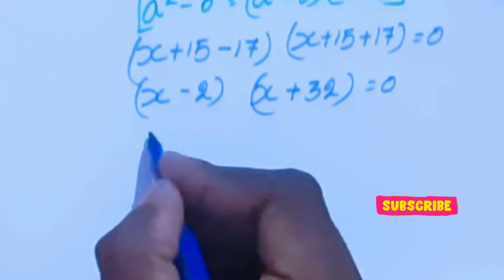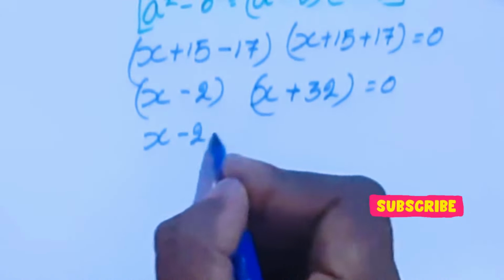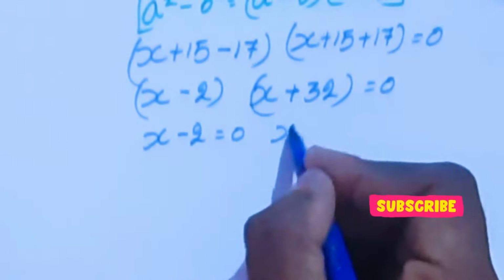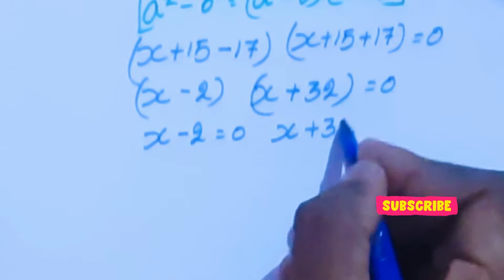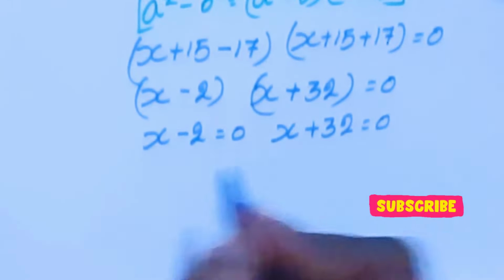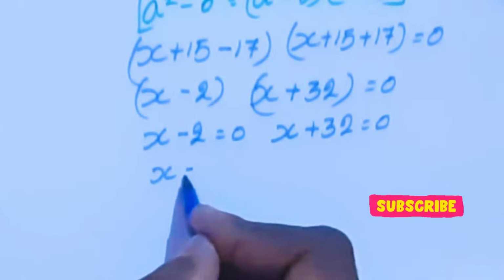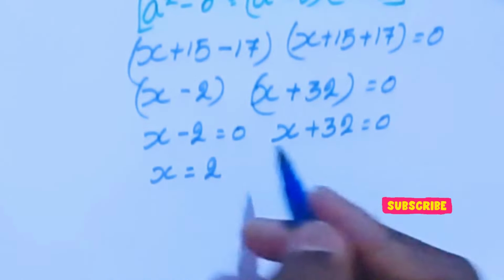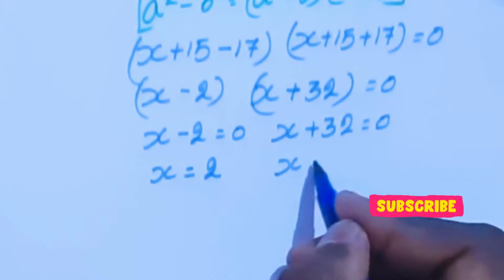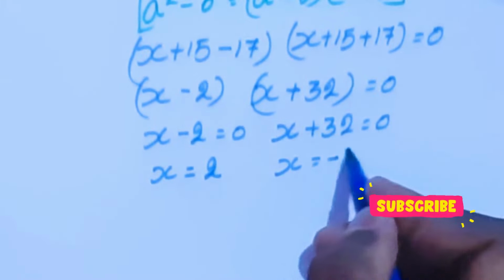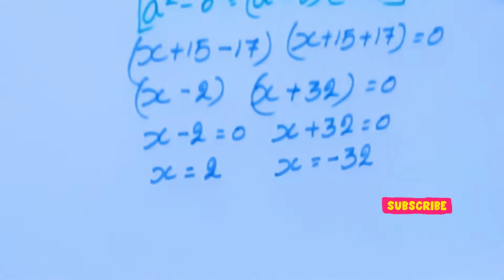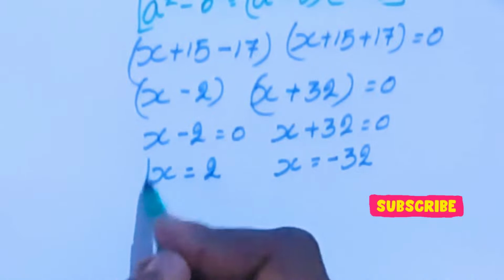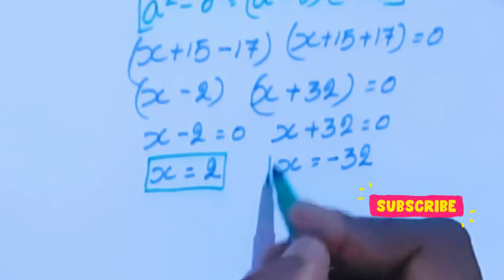From this x − 2 = 0. From here x + 32 = 0. x = 2 from this equation. Here x = −32. This is the answer in the second method.